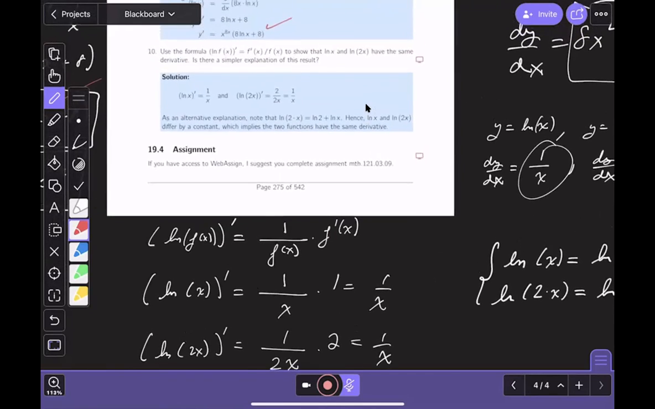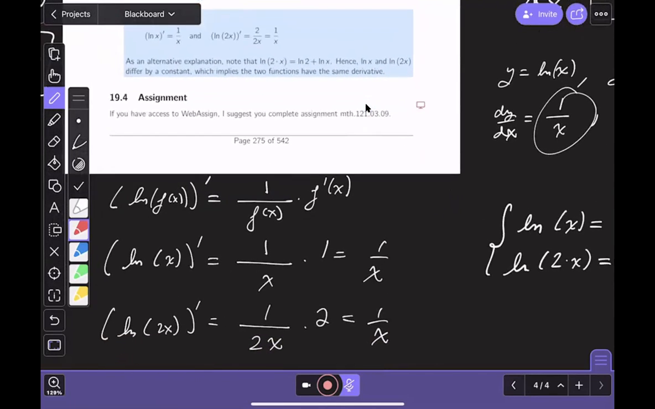All right, let's look at the key. And in the key, they talk about this over here. I got that over there. And they said differ by a constant, which implies the two functions have the same derivative.